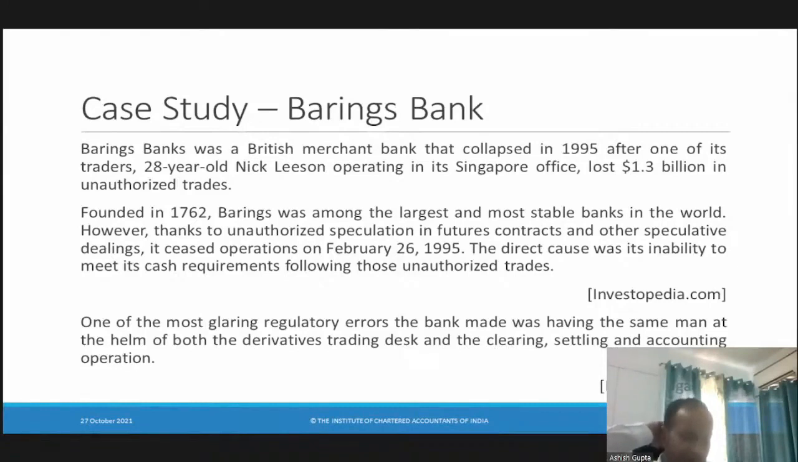Students, normally what happens in any treasury department? If you go to some big companies, they have a treasury department. In the treasury department, normally they have three portions: one is the front office, the mid office, and then the back office.